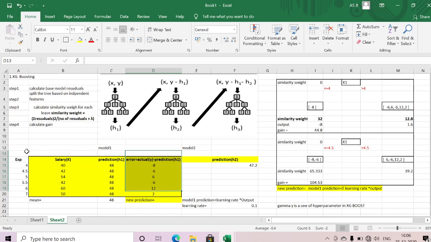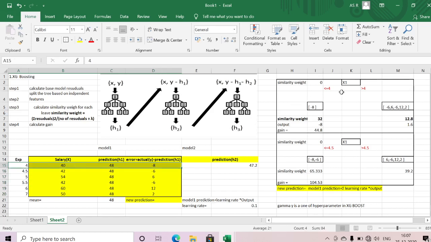From this error, the independent feature I need to pass to the first decision tree, and the error as the target. This base model I just calculated, and for the second model we need to pass the independent feature with the error as the target. Here I am splitting the tree based on a threshold. I don't know the threshold for the exact data, so initially I take one: less than or equal to 4 is one split, and greater than 4 is another split. This is my first leaf, and this is my other leaf.